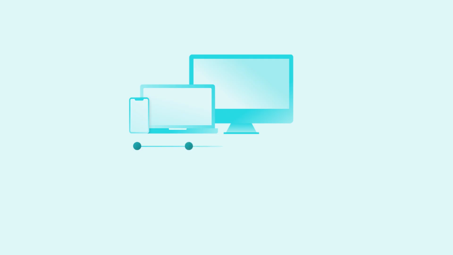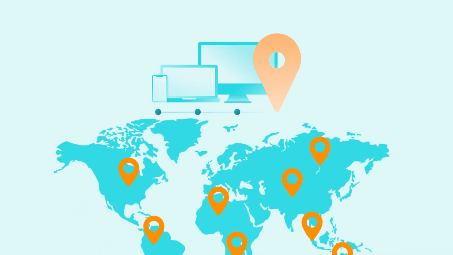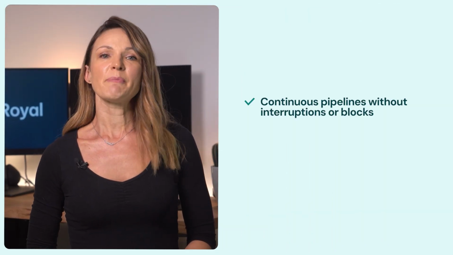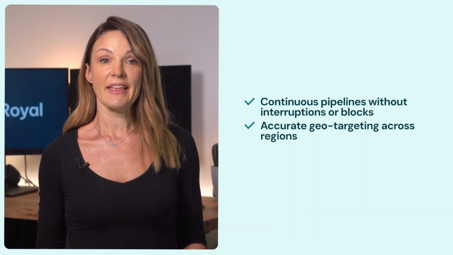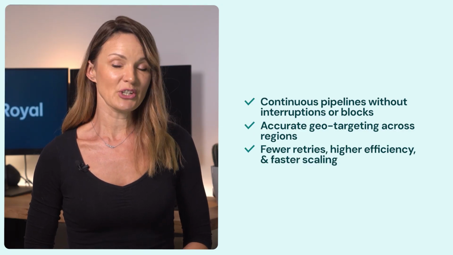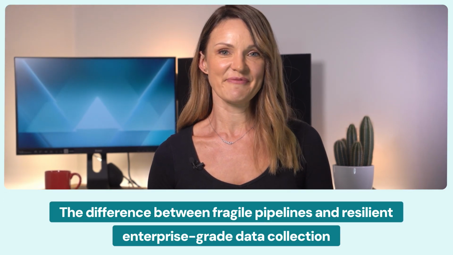When collecting data at scale, the difference between a blocked request and a successful one comes down to IP reputation. Residential proxies route requests through authentic IPs tied to real user devices around the world, letting your scraper blend seamlessly with other website visitors. But what does this mean for your scraping operations? Continuous pipelines without interruptions or blocks, accurate geo-targeting across regions, and fewer retries, higher efficiency, and faster scaling. That's the difference between fragile pipelines and resilient enterprise-grade data collection.